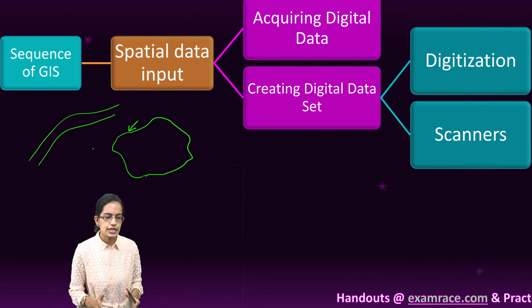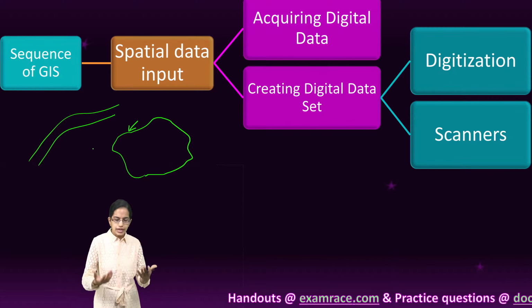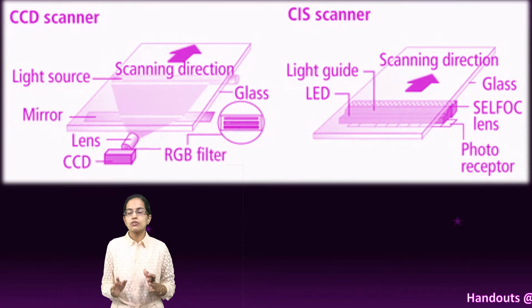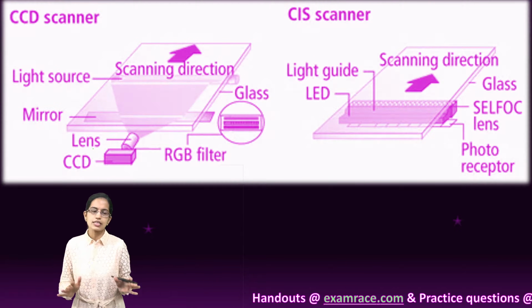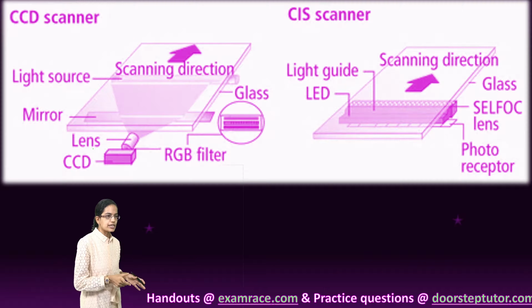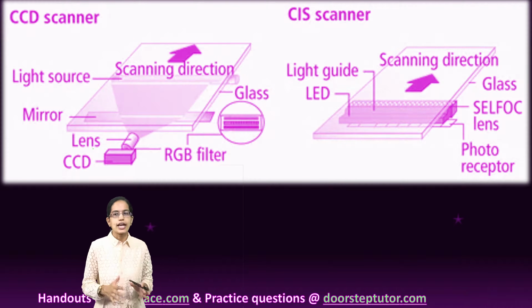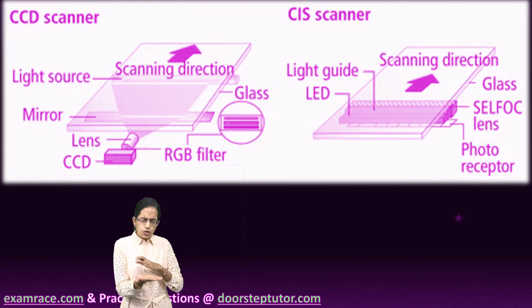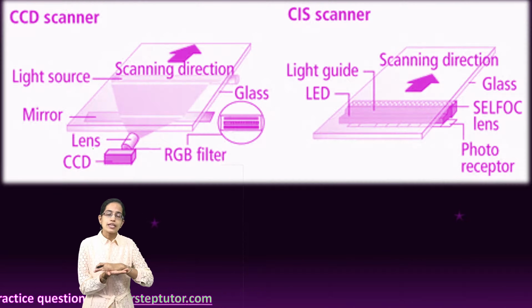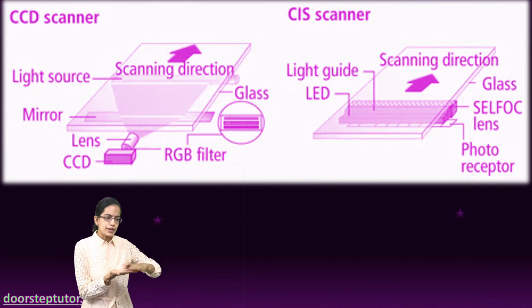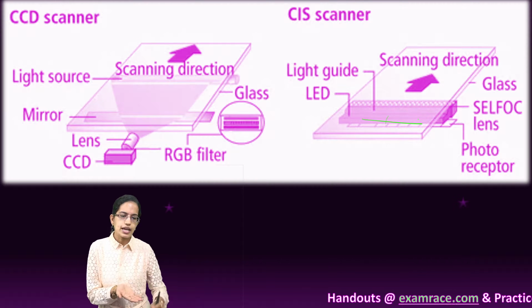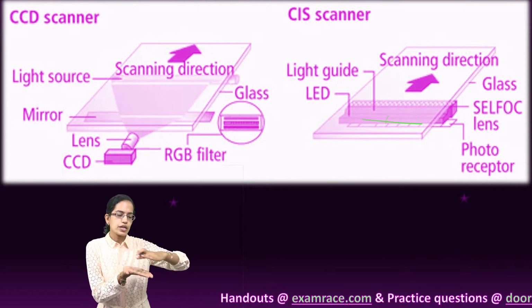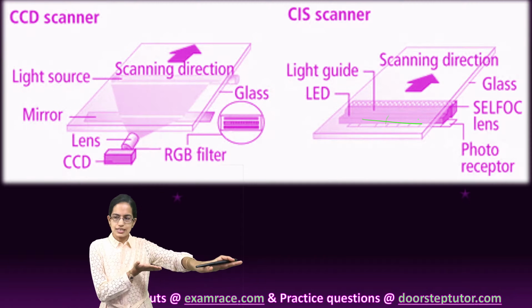Now when you are creating a digital data set, you would be entering all the necessary information. Now this could be in two forms. It can be CCD scanners or CIS scanners. CCD are charge coupled devices and CIS is contact image sensors. Now contact image sensors are also known as flatbed scanners, and these flatbed scanners usually have a kind of lens, as you can see here, and the LED, and it moves with a photoreceptor onto it. So you have a scanning direction that is followed.